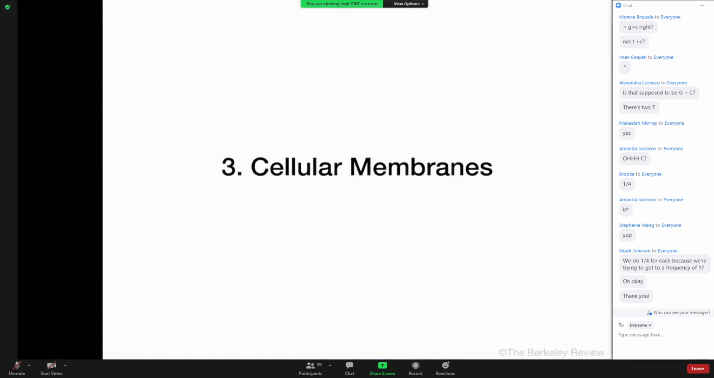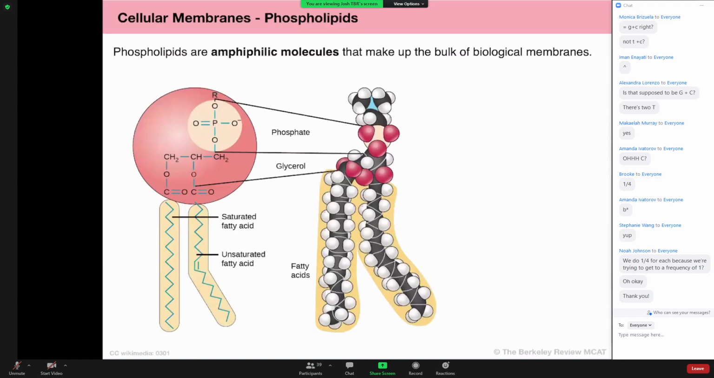So we'll quickly move on to cellular membranes. What is the main component of cellular membranes? They're phospholipids, which are amphiphilic molecules. And what does that mean? That means that one part of the molecule has an affinity for polar solvents, and the other part of the molecule has an affinity for nonpolar solvents.